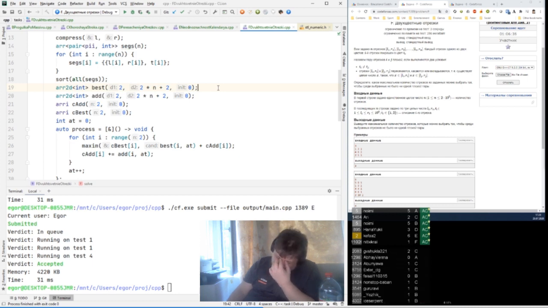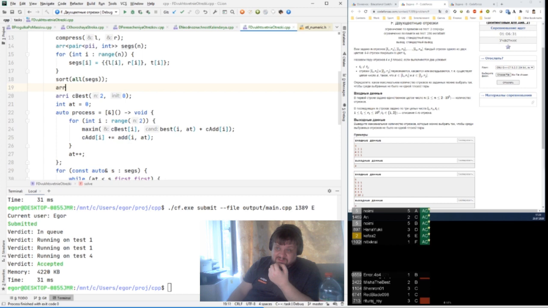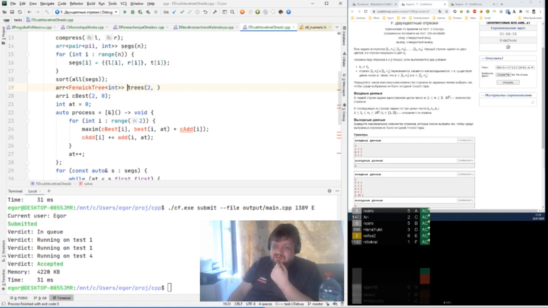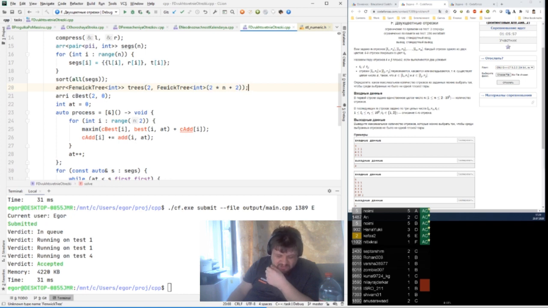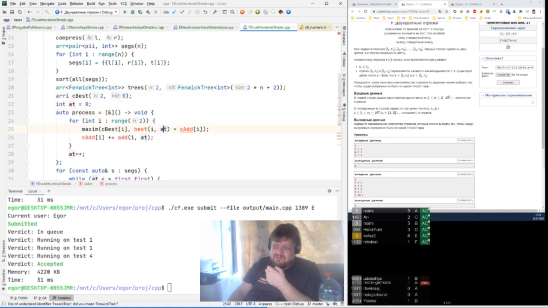I tried to use Fenwick tree. Fenwick tree is also not enough. Here, probably there is a way to make Fenwick tree work. But you need a Fenwick tree with update on a segment and query at a point, and you need to rewrite the usual Fenwick tree to make it work, because usually Fenwick tree allows update at a point and query on a segment.